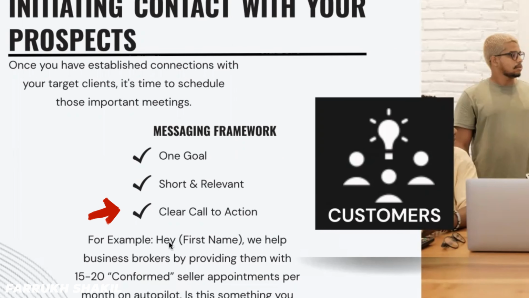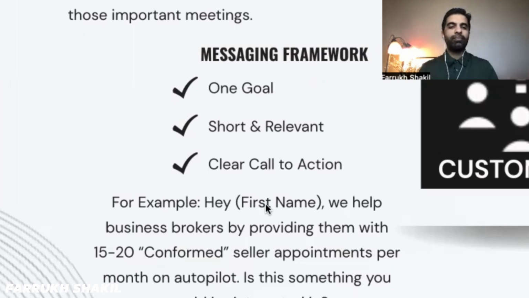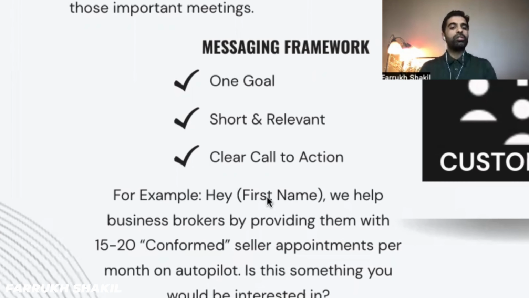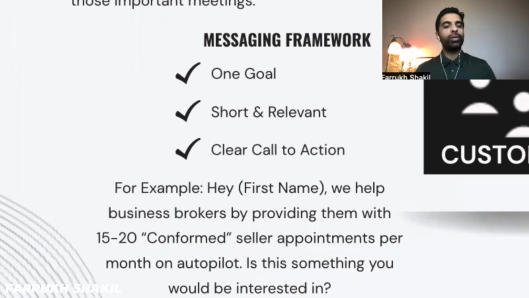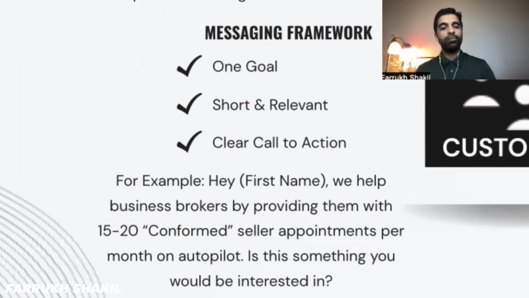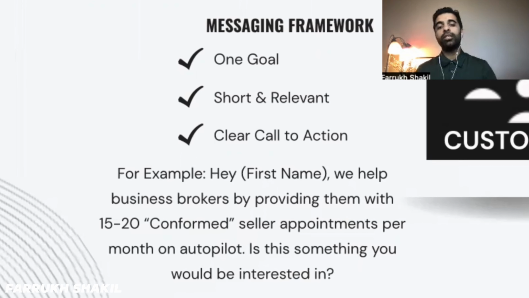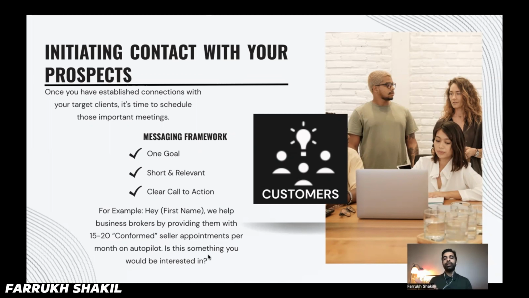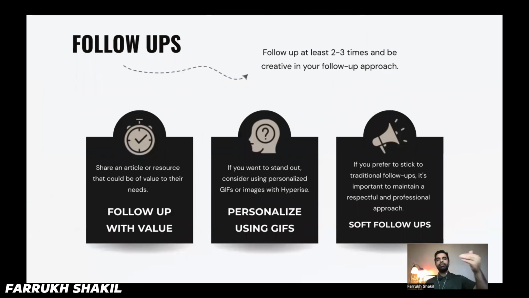An example here is: hey, first name, we help business brokers by providing them with 15 to 20 confirmed seller appointments per month on autopilot. Is this something you would be interested in? That could be a first message, where you're telling them exactly what you do and what you can do for them. That's an example. Then once you send the first message, you've got to follow up with them two to three times. You can follow up by providing them with further value.